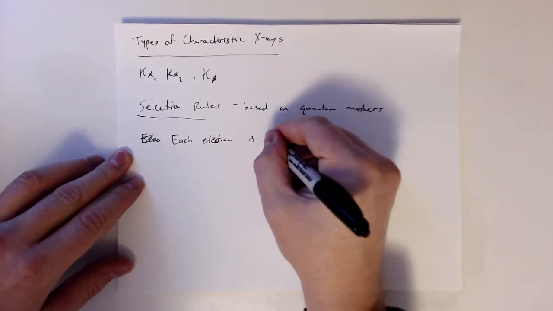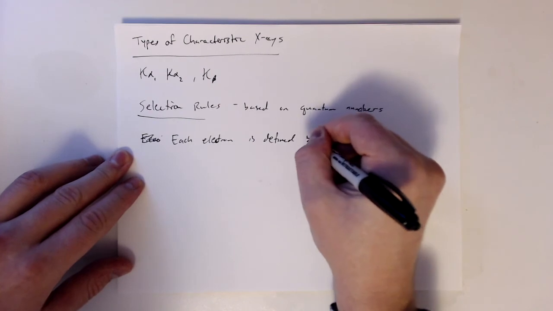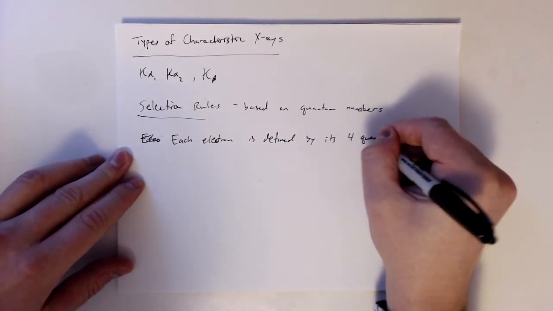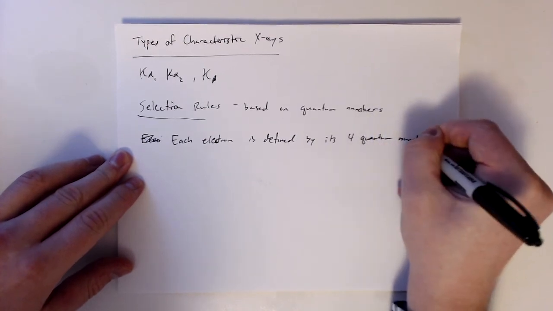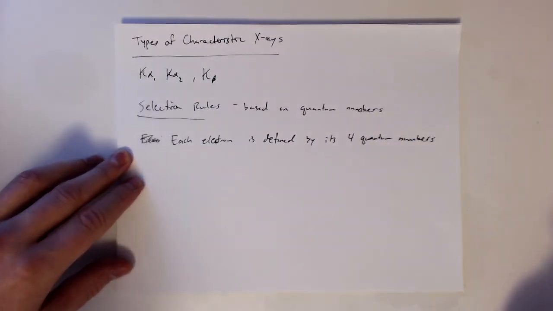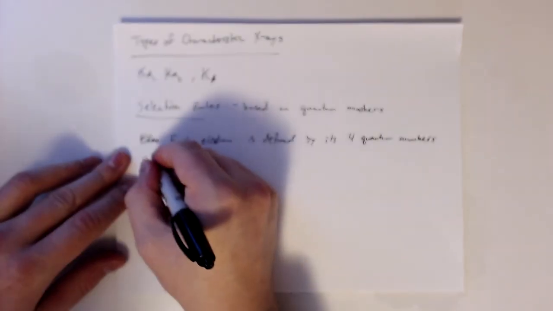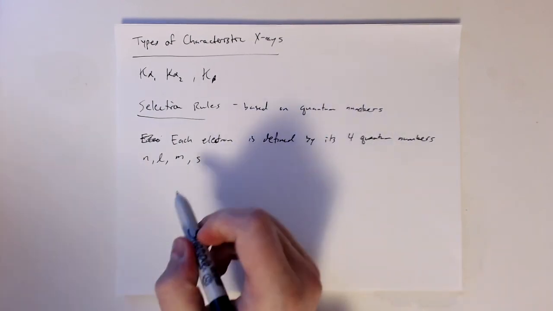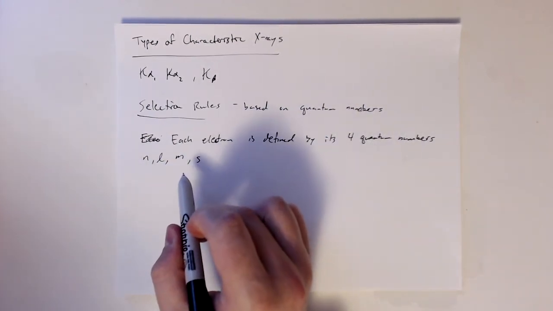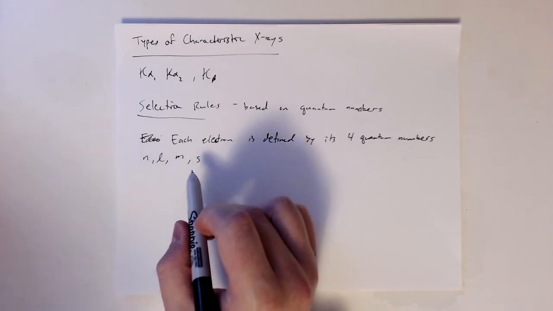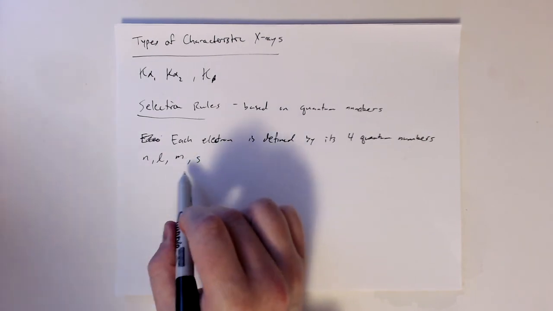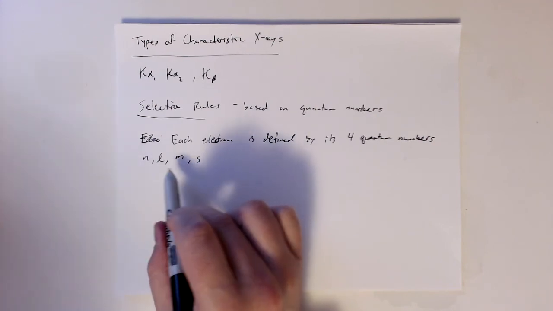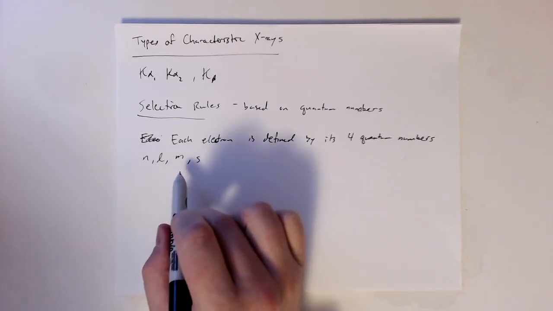is going to be defined by its 4 quantum numbers. And so those are N, L, M, and S. These are the names that we're going to use for them. If you are used to other names for some of these, that's okay. But these are the 4 that we're going to discuss, and this is how we're going to refer to them: N, L, M, and S.